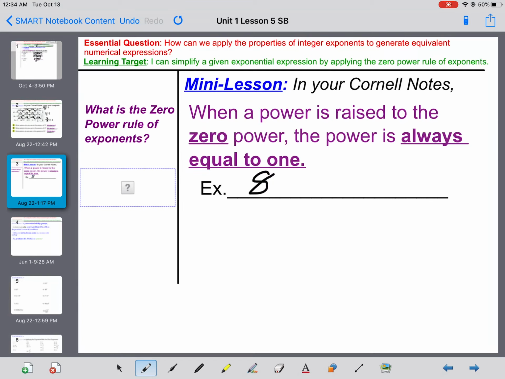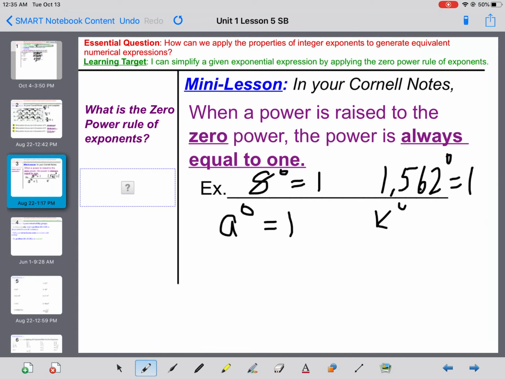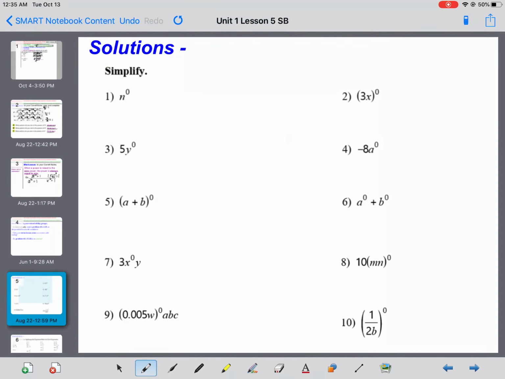All right, so that means that if we have 8 raised to the 0 power, it's going to equal 1. If we have 1,562 raised to the 0 power, it's going to equal 1. If we have a raised to the 0 power, it's going to equal 1. If we have k raised to the 0 power, it's going to equal 1, and so on and so forth. So this is the zero power rule of exponents.